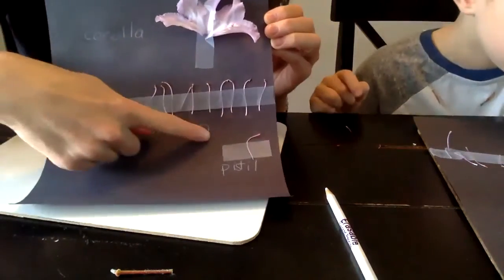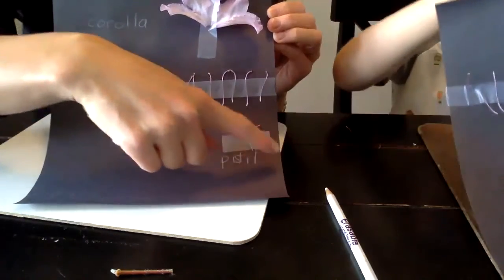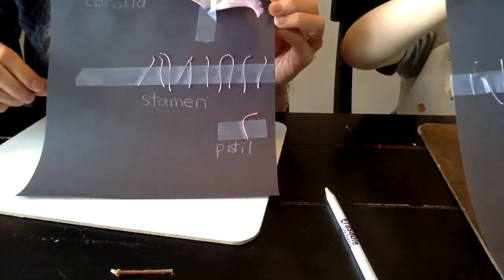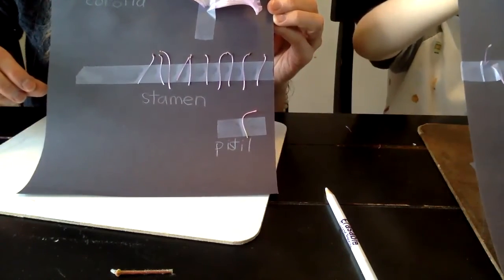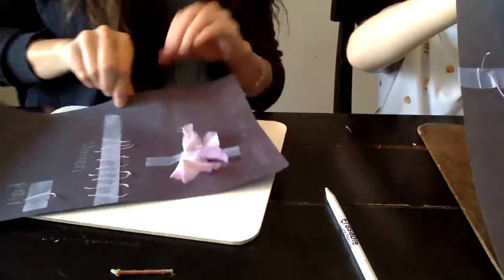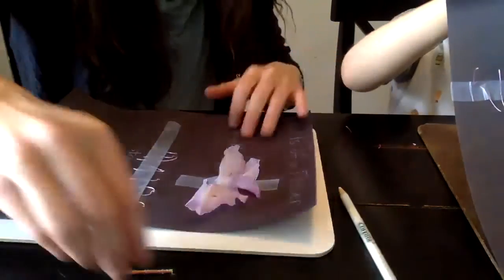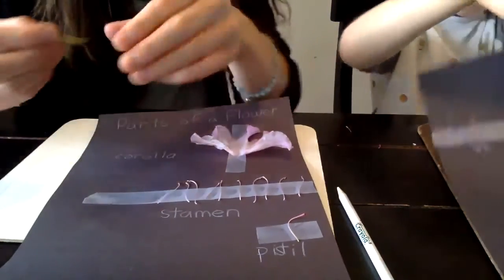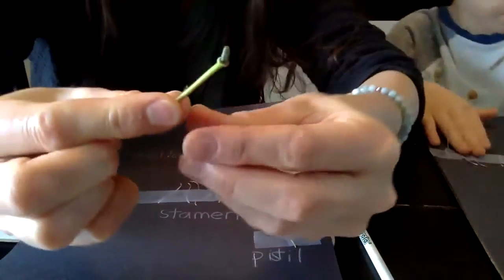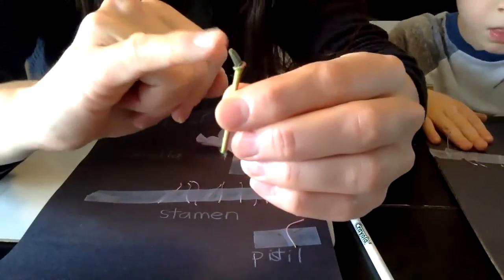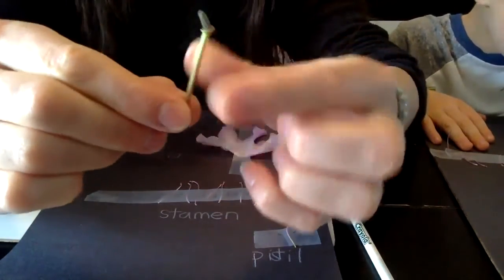Okay, so I have pistil here. My letters kind of ran together, but you see it? Pistil. And the last piece of the flower that we're going to talk about is this guy here. So you see this one I'm holding here?